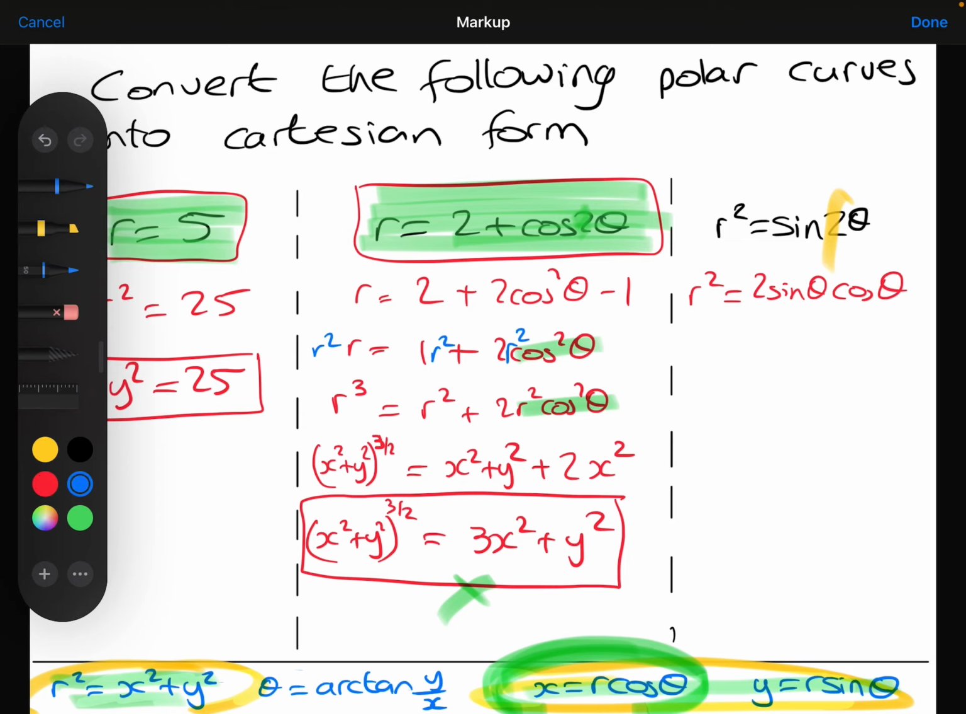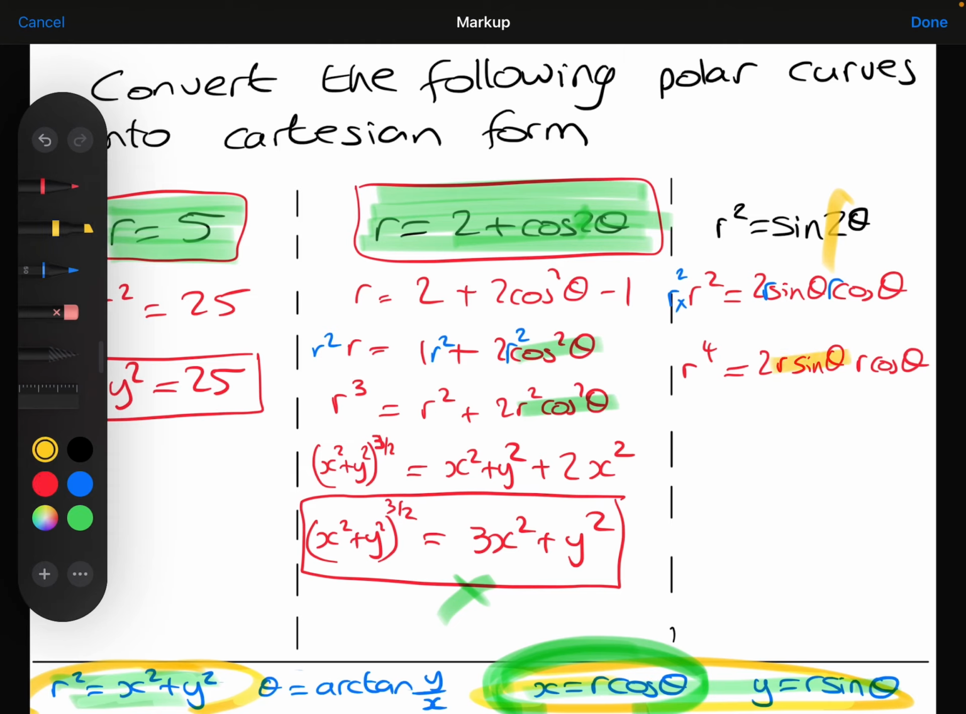Also, like before, I would like this to be an r sine theta, so I could replace it with y, and I would like this to be r cos theta, so I could replace it with x. The only way I can introduce those two r's on the right hand side is if I've multiplied it by r squared. So I'd have to do the same thing on the left hand side. So I'm just timesing both sides by r squared here, which is going to give me r to the power 4 is equal to 2r sine theta r cos theta.